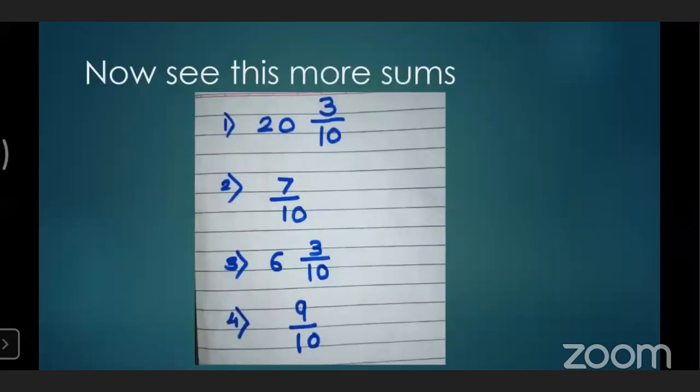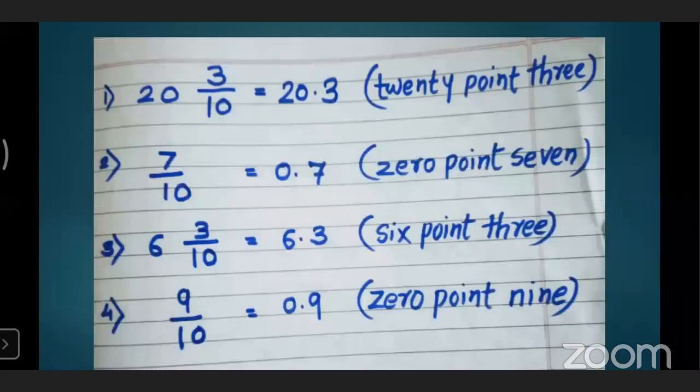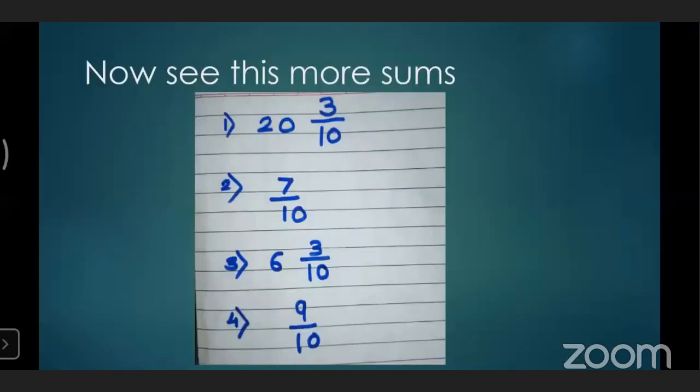Now just see these sums, okay? The first sum is 20 and 3 upon 10, right? The second sum is 7 upon 10. Third is 6 and 3 upon 10. And the fourth one is 9 upon 10. These fractions we have to convert into decimal fractions. Before that, tell me, is it a decimal fraction? 20 and 3 upon 10. Yes, it is a decimal fraction.